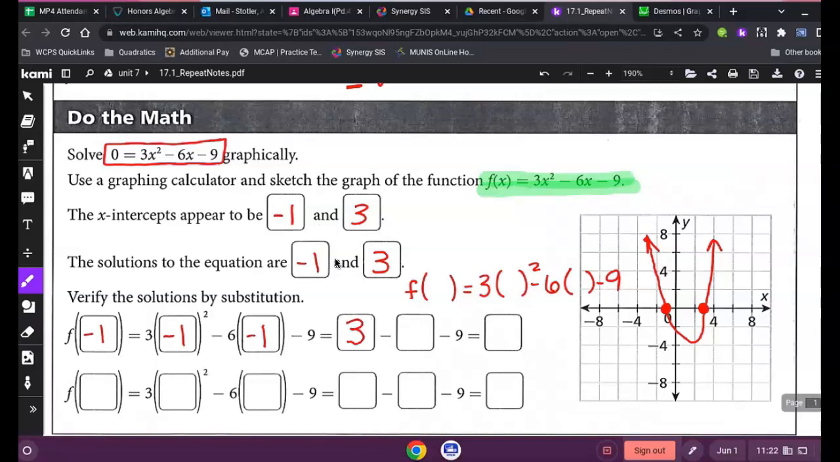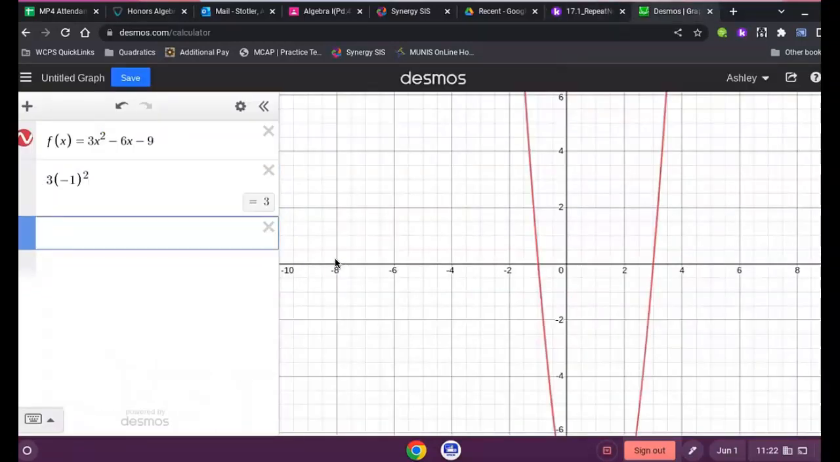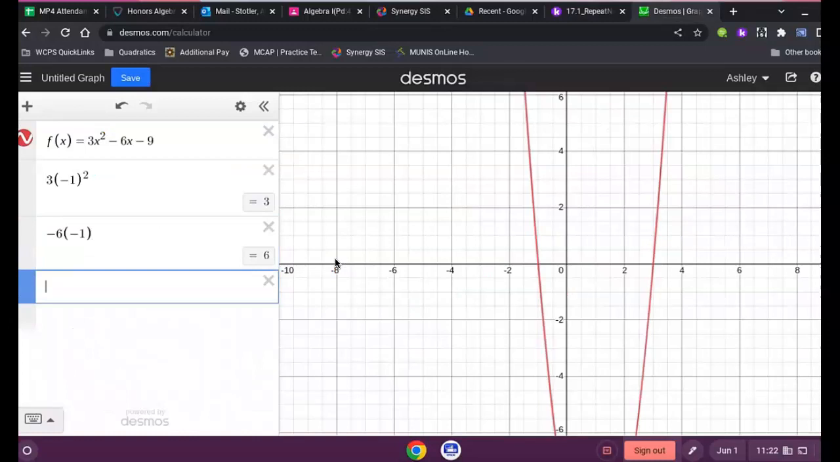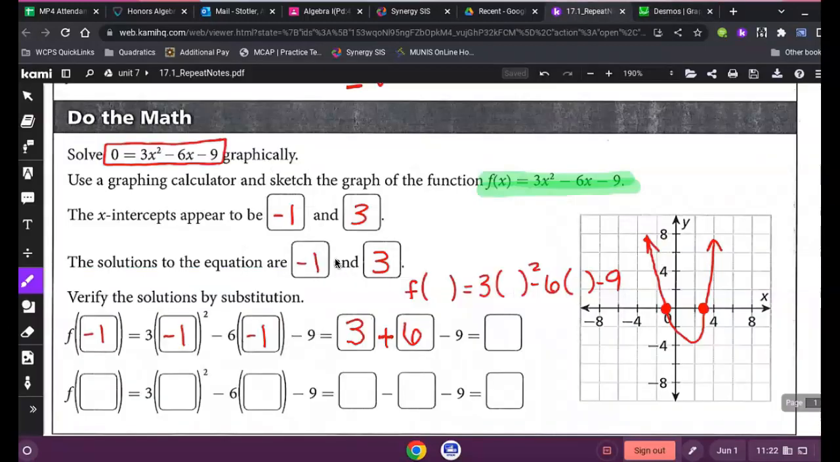Then I have to do negative 6 times negative 1, which is equal to positive 6. So we're going to make that a positive 6. And then we're going to minus 9. So now we're going to put all that together. 3 plus 6 minus 9 is equal to 0. We want these to equal 0 so that when we check it, we know that we got the 0, or the solution.